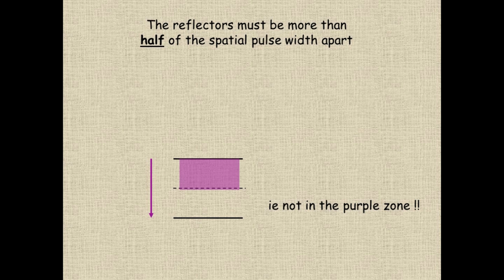In order to be seen as distinct, the reflectors must be more than half the spatial pulse width apart. Otherwise, the signals will combine to produce a single return rather than a double return.